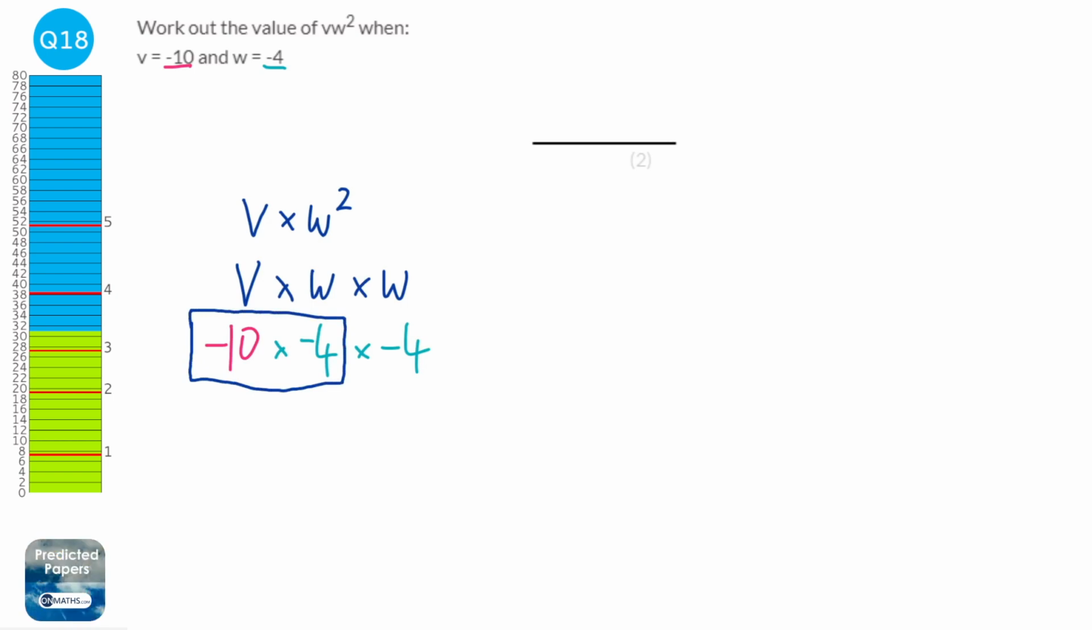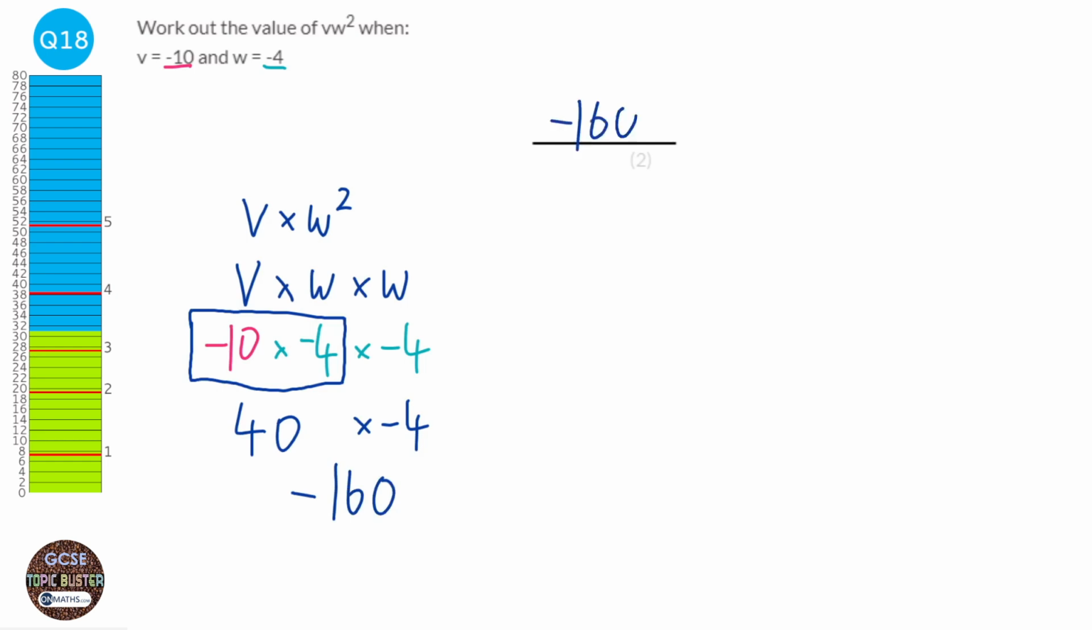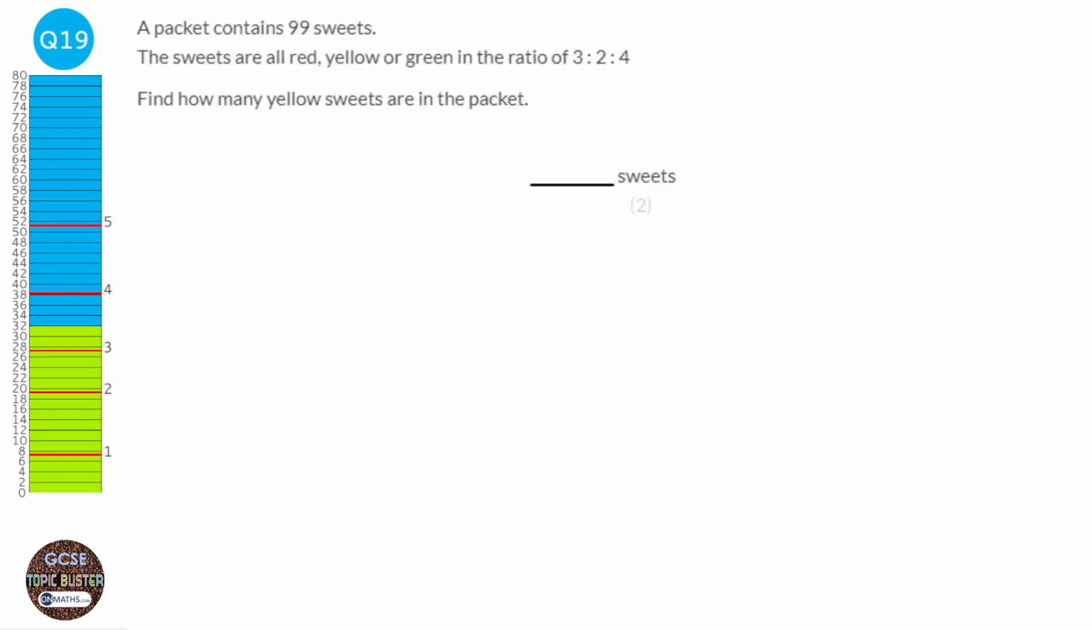So -10 times -4, that's a minus times a minus, which is a positive, 10 times 4, which is 40, times -4. Now we're going to do 40 times -4, so it's a positive times a negative, so that's going to be a negative. And 40 times 4, well, 4 times 4 is 16, so 40 times 4 is 160. So it's going to be -160.